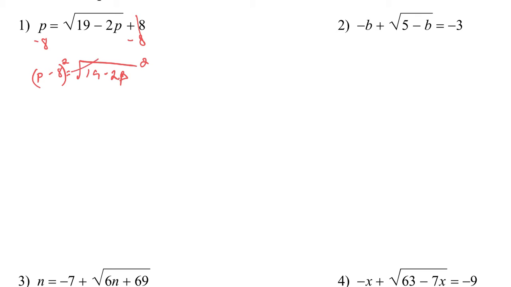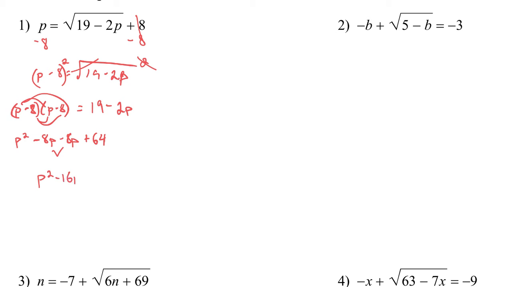Now when I square the square root, it just cancels. So I have 19 minus 2p. But then on the other side, I have to square this p minus 8. So I have p minus 8 times itself, and then I have to distribute that. So I'm going to have p squared minus 8p, I'm just distributing here, minus another 8p, and then plus 64. Combine those p's there, and there I have the square done.